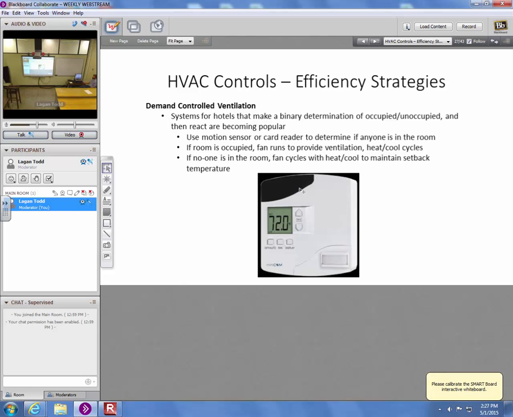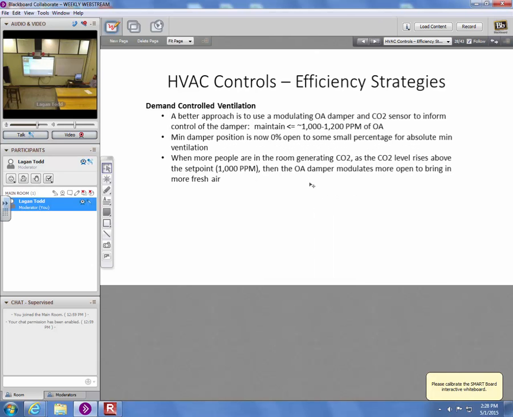So usually this is tied to a system that doesn't have a modulating outside air damper. You know, it's got a fixed minimum ventilation rate. But if you turn the fan off when nobody's there, you might get a little leakage through there based on building pressure differentials and things like that. But you're not going to be driving ventilation air with the fan. Okay. But a better approach is to use a modulating outside air damper and a CO2 sensor.